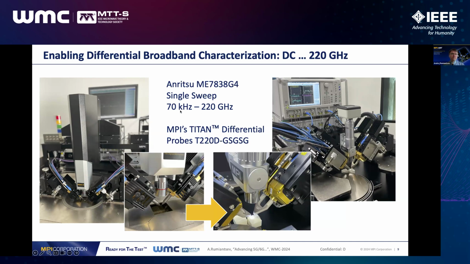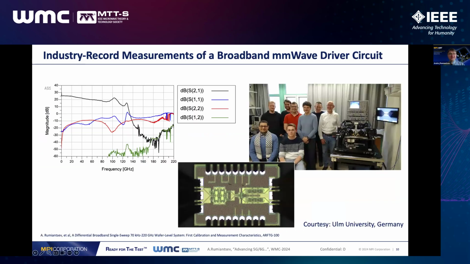The frequency range is from 70 kilohertz up to 220 gigahertz. This system is unique, and it opens a new class of measurements, which previously was not possible to do at all. I would like to use the chance to share with you the first industry record measurements of a broadband differential driver, a millimeter wave driver circuit, which was performed at the University of Ulm in Germany.